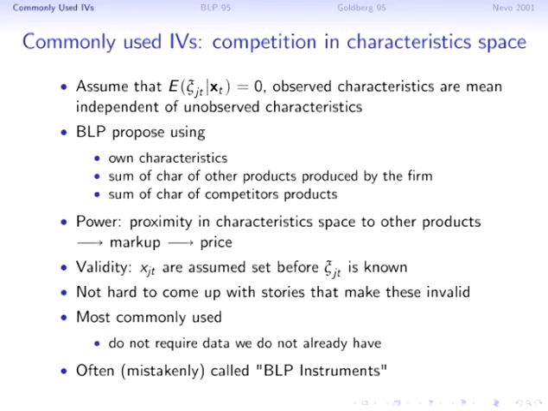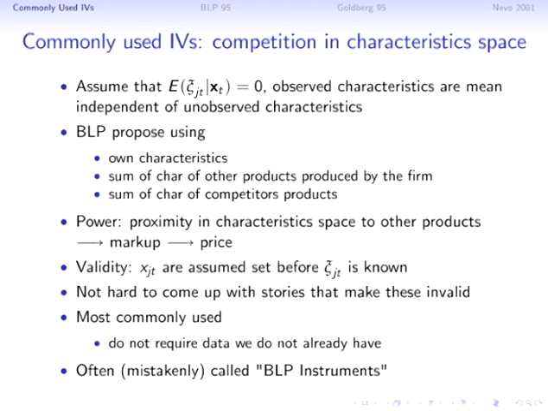So let me start with what I think is by far the most commonly used instrument, which is to look at competition in characteristic space. So the assumption is the following. We're going to assume that the expected value of xi, the unobserved characteristics, is mean independent of the observed characteristics.